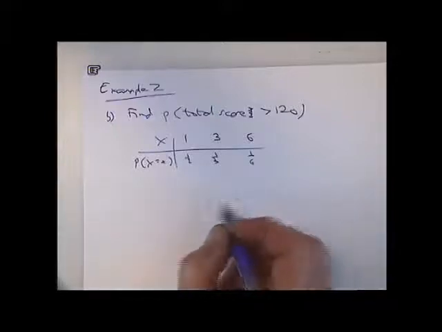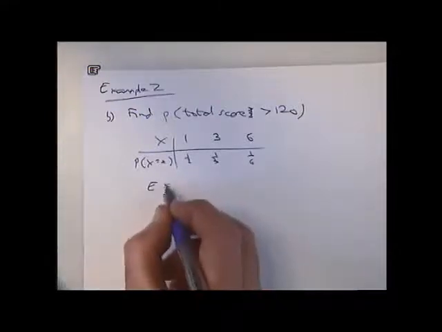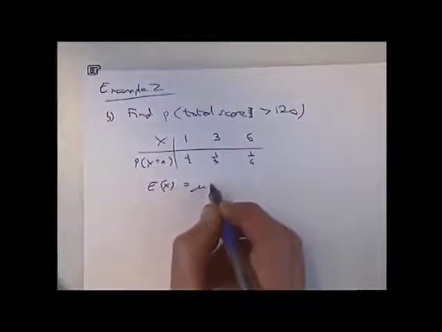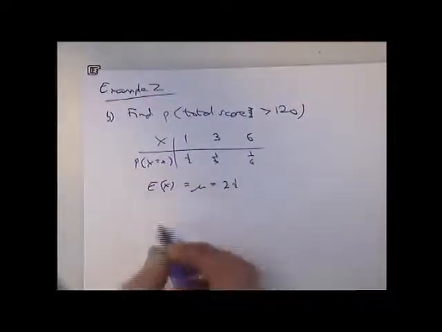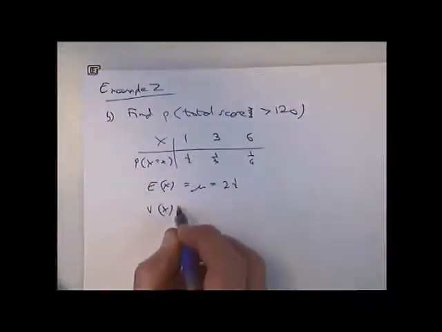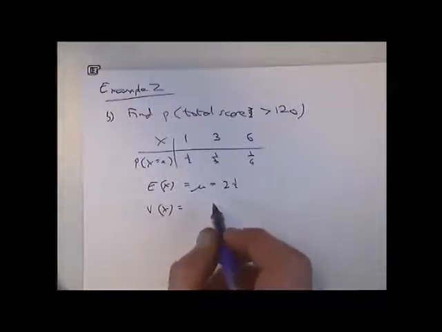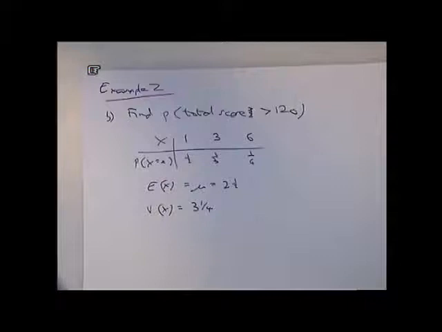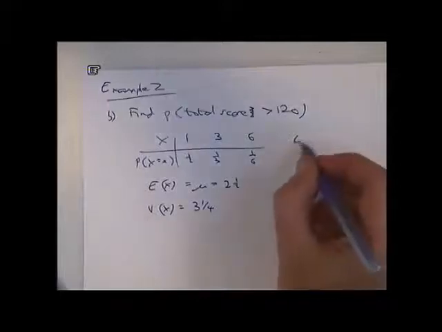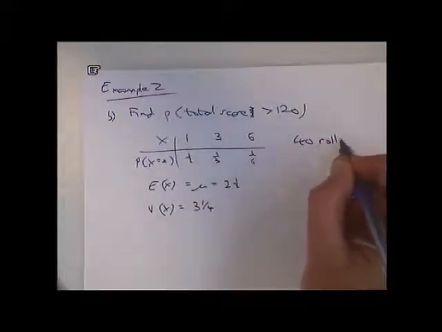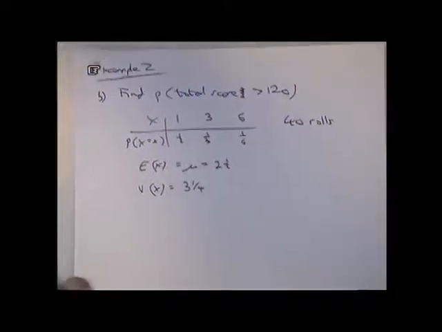And we have worked out already that the expected value of x, which is mu, is 2.5, and the variance of x we worked out to be 3.25. That's what we had last lesson. And we are rolling this dice 40 times, so it's got 40 rolls. I think that's all the information we need to do this next bit.